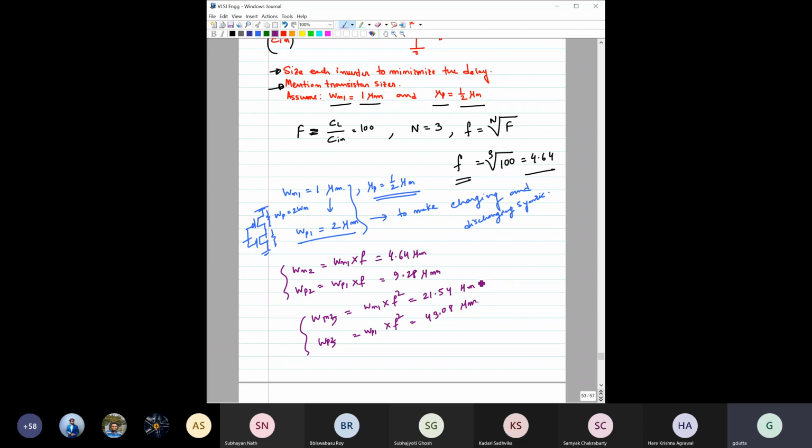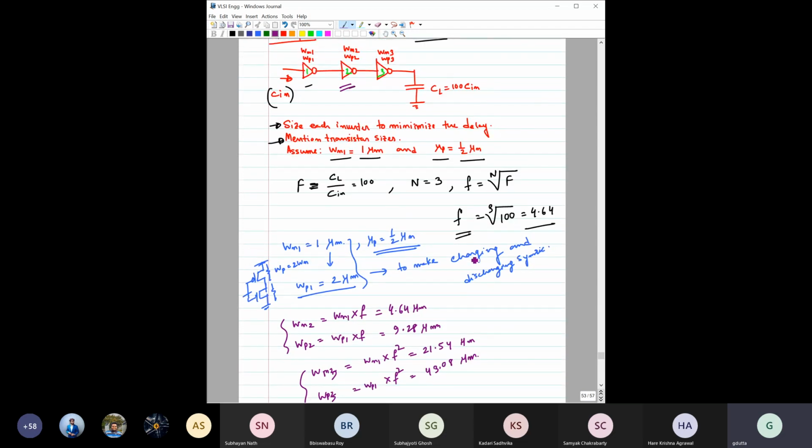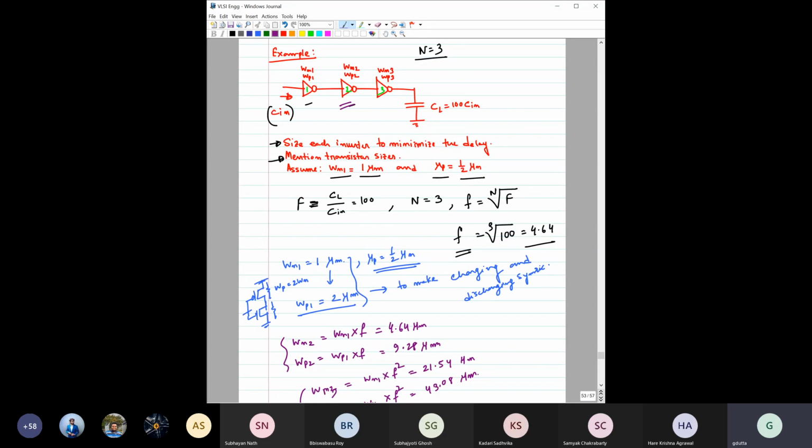So like that, you can now understand from the transistor level point of view also, if you have to minimize the delay, how you should size each PMOS and NMOS, right?